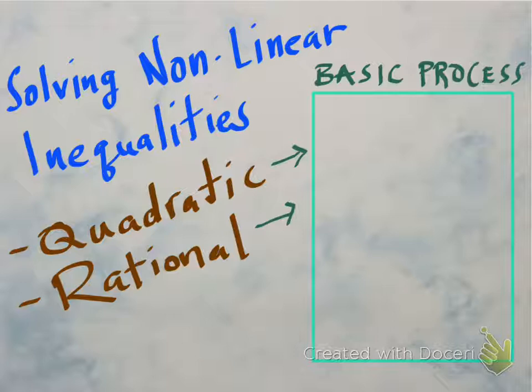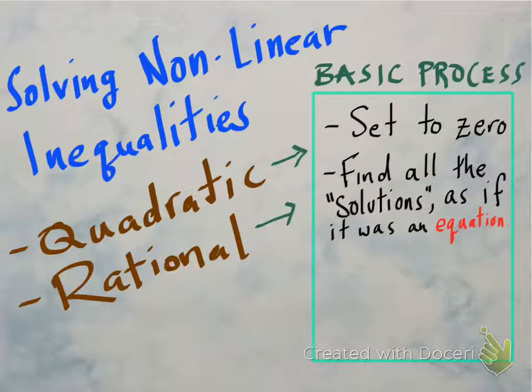So that process, to lay it out for you here: the first thing is that both of them you should set to 0. If it's not already given to you set to 0, then you should do the work to set it to 0. That's very important. Next step would be to find all the solutions as if it was an equation. Now that's a little bit tricky terminology there because it's not really the solutions to the inequality, but I'm pretending that that inequality is set equal to 0 and I'm solving it to find those 0 numbers.